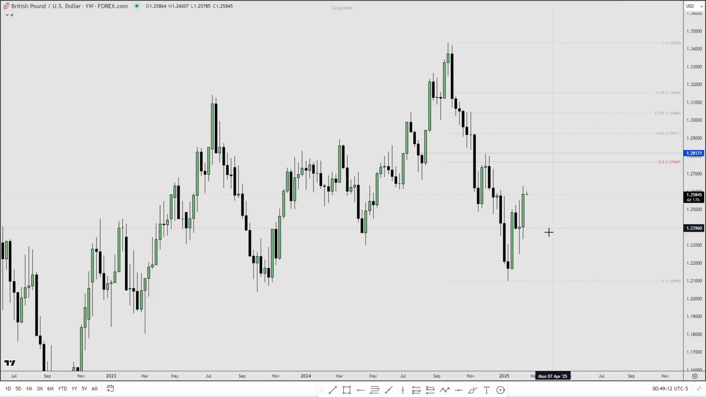Okay, now on the weekly time frame, what is the fair value gap that took out this low right here? This low right here.